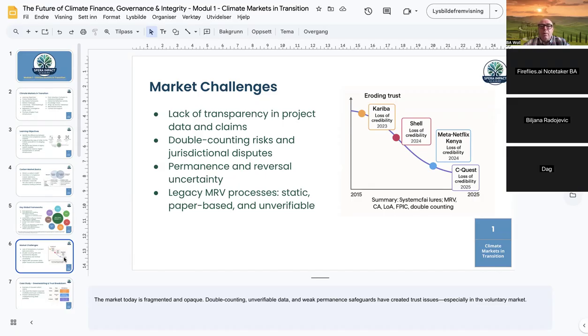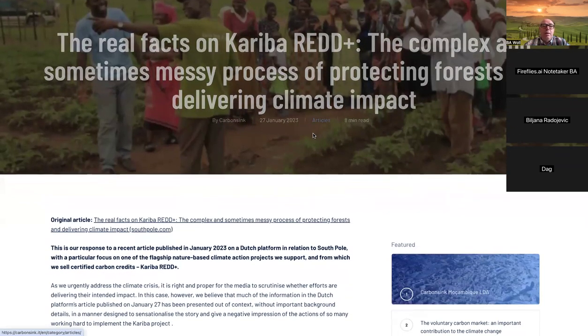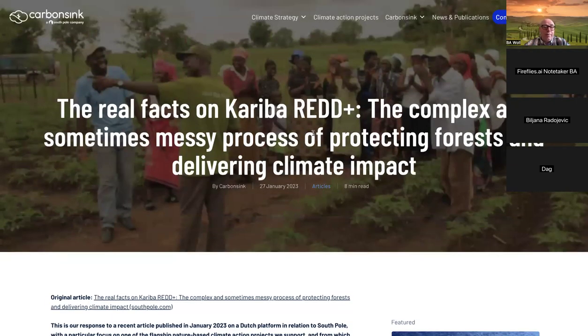If you look at the eroding of trust, the project that really kicked this off was the Kariba project. I don't know if you know about it, but if you research Kariba, then you will find a lot of articles. This is just one from Carbon Sync, but they are all over. And this is a project that shows how bad it actually can go if things are not done correctly.